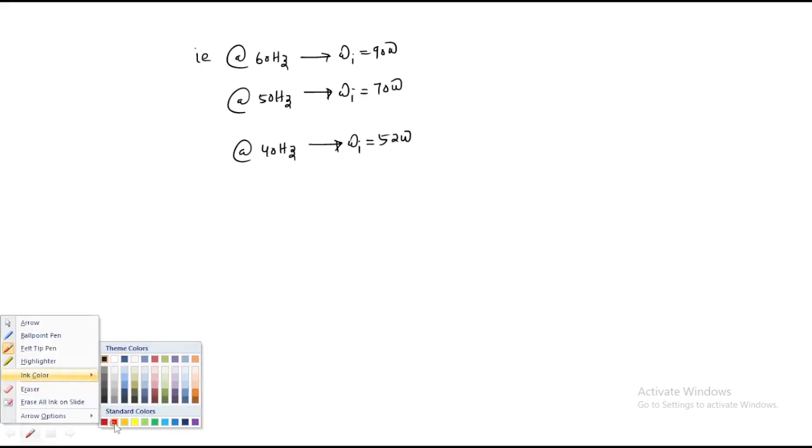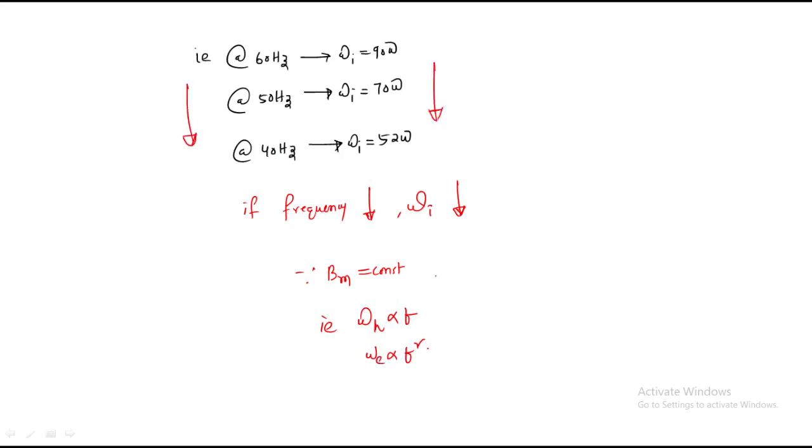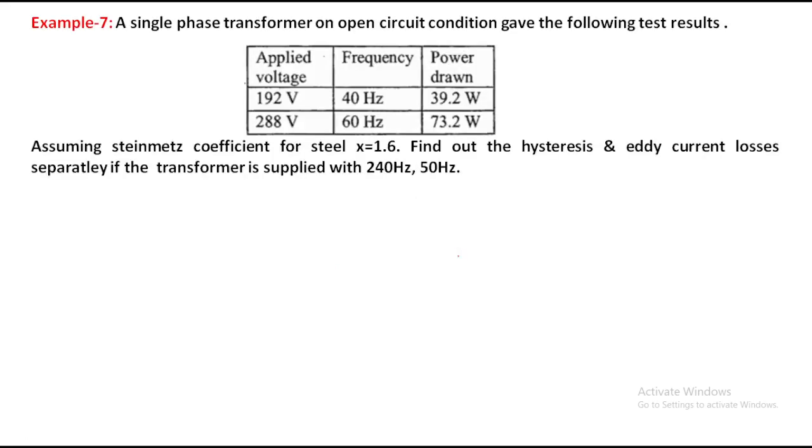If frequency decreases, iron loss component decreases. What is the reason? Since B max is constant, iron loss, that is hysteresis, is proportional to F and eddy current is proportional to F square. That's why if frequency decreases, iron loss component decreases. Okay. Next problem.